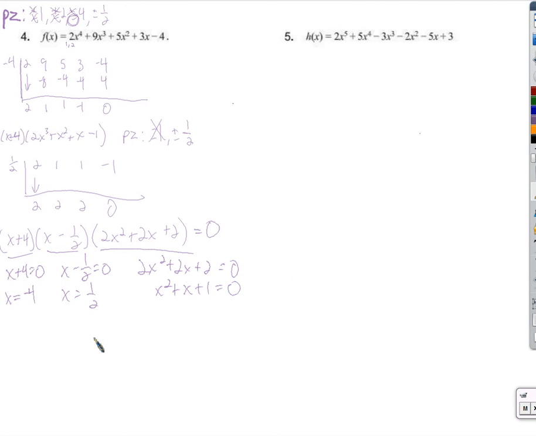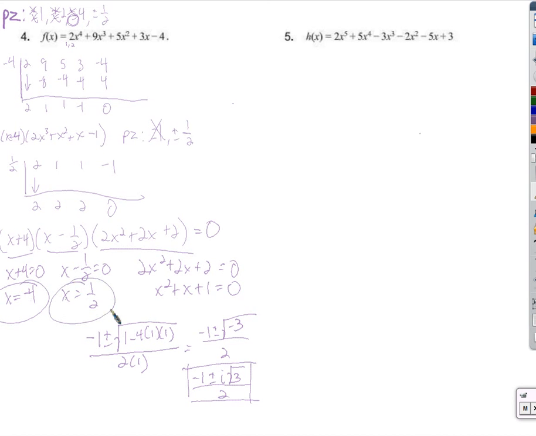So I have negative b, that'd be negative 1, plus or minus the square root of b squared, which is 1, minus 4 times 1 times 1, over 2 times 1. So we have negative 1 plus or minus the square root of 1 minus 4, which is negative 3, over 2. So negative 1 plus or minus i root 3 over 2. So there are my other two solutions, my other two zeros. So here's a 0, here is a 0, here are two other zeros. I found 4 zeros for a degree 4 polynomial. There we have it. We found them all.